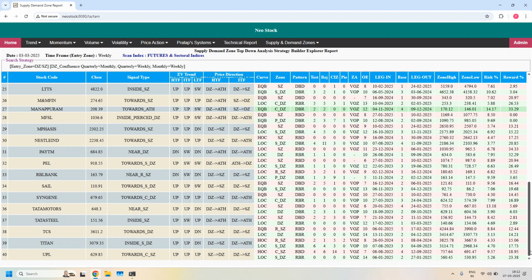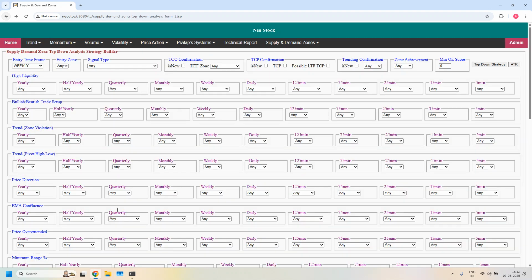So total 40 stocks are filtered. In these 40 stocks, weekly zone is overlapped with quarterly zone, both together. Weekly zone is overlapped with monthly zone, both together again overlapped with quarterly zone. Okay, we can further filter this list by setting EMA confluence on the quarterly demand zone. So that means how many of these quarterly demand zones are having quarterly EMA confluence? Because the weekly and monthly are part of the quarterly zone.